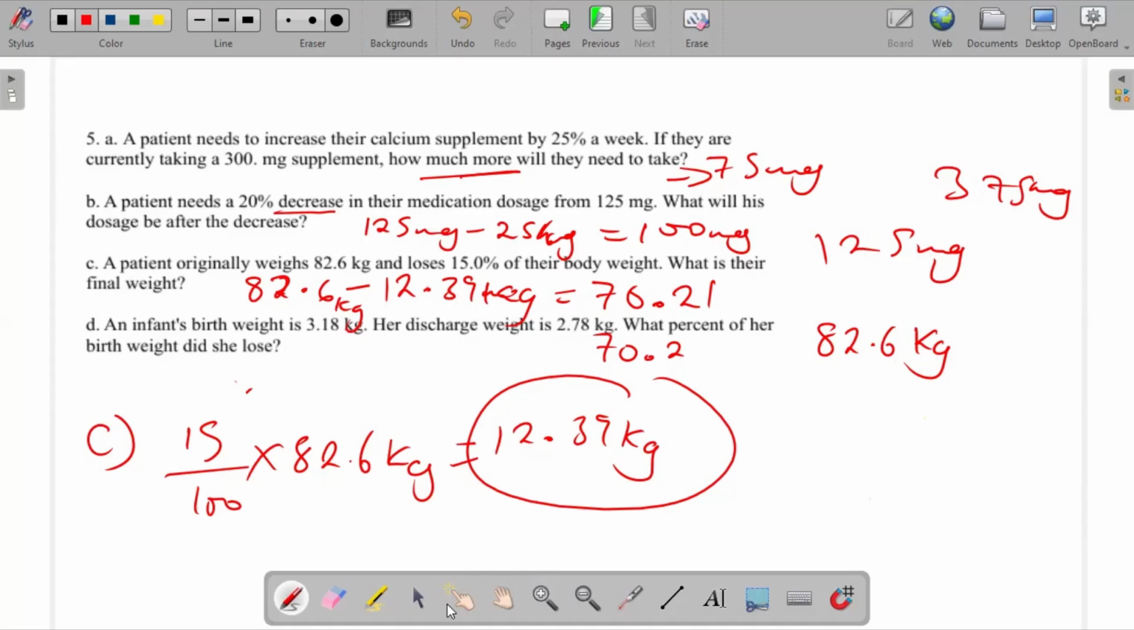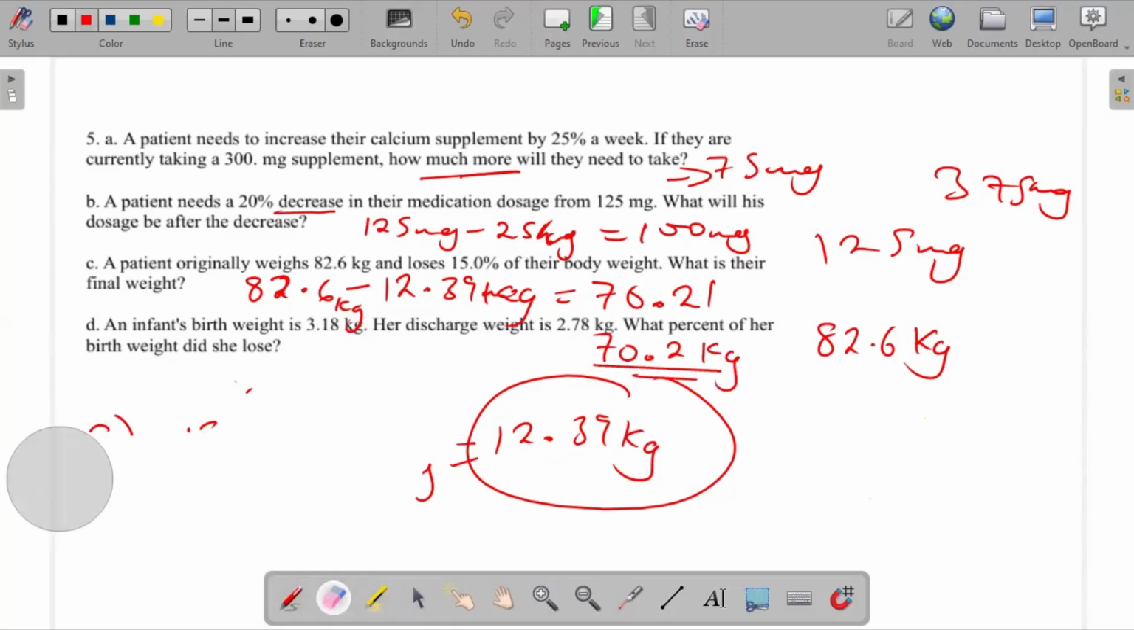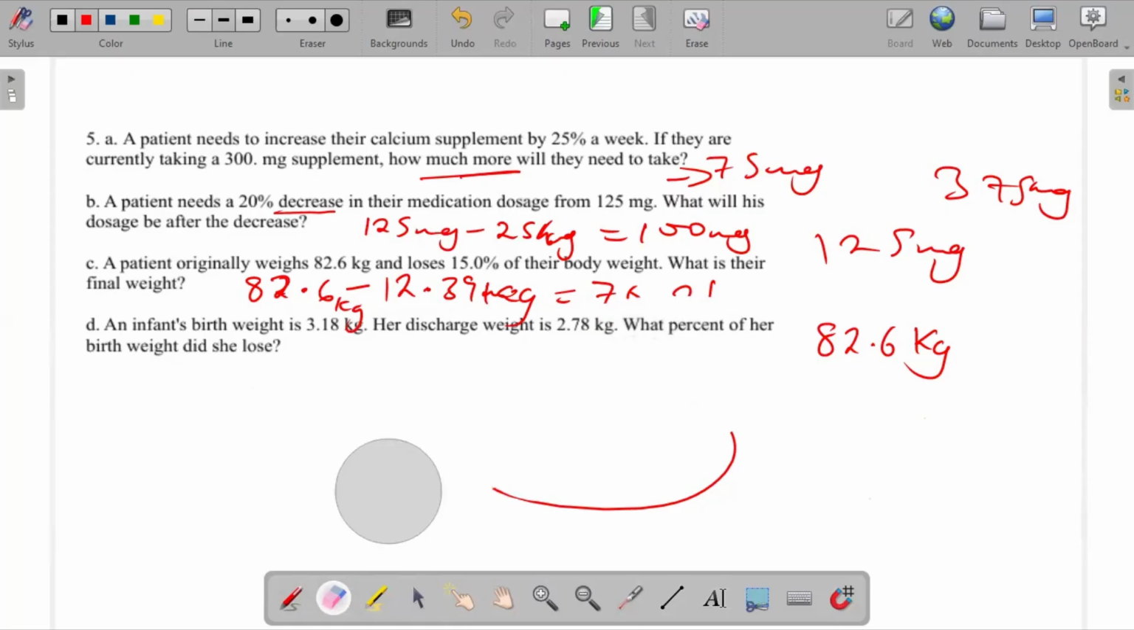Okay. So in this case, we are subtracting numbers, right? So the final answer should have the least decimal places, which is one. So we get 70.2 kg. Good. Okay, let's move. Let's go to the next one.